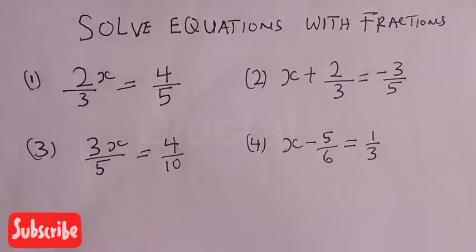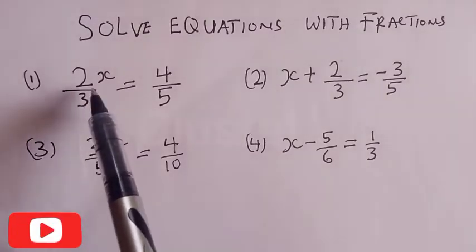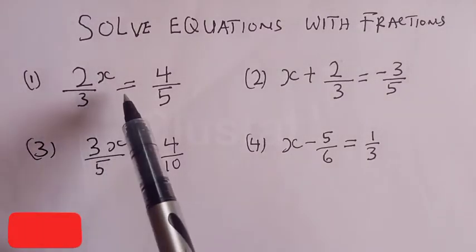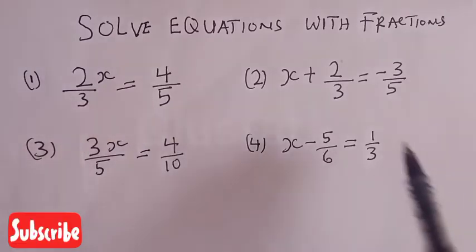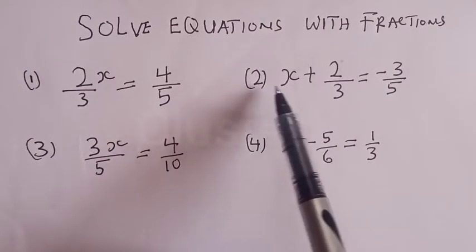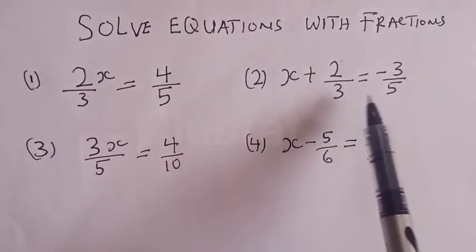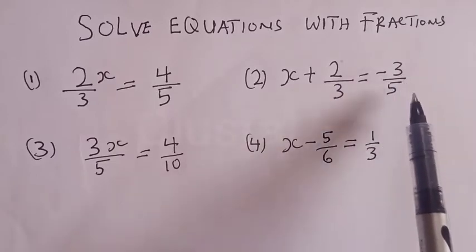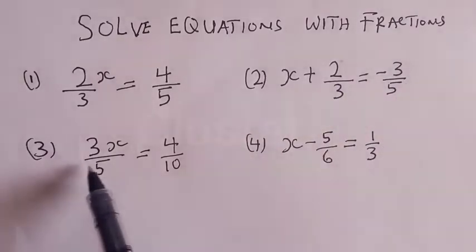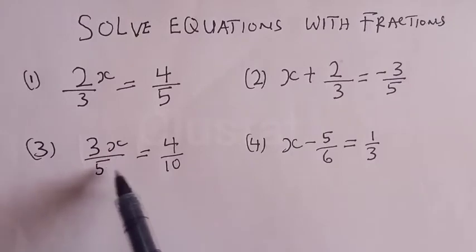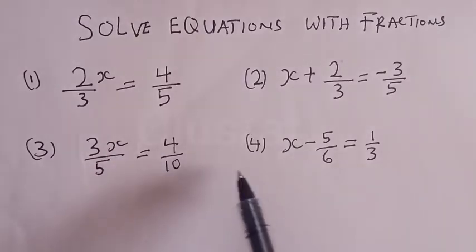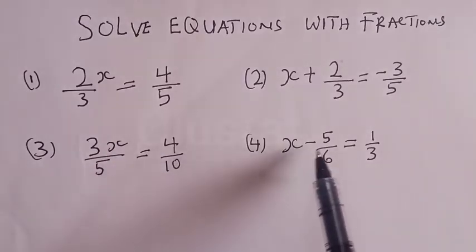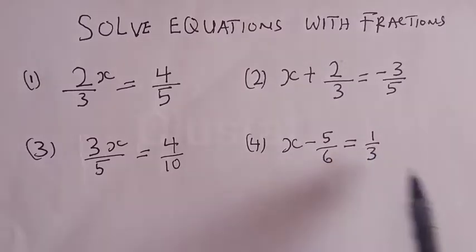The question says, solve the equations with fractions. Question number one is 2x over 3 equals 4 over 5. The second question is x plus 2 over 3 is equal to minus 3 over 5. Question number 3 is 3x over 5 is equal to 4 over 10. And the fourth one is x minus 5 over 6 is equal to 1 over 3.